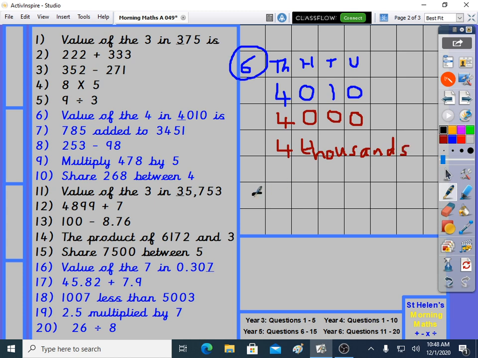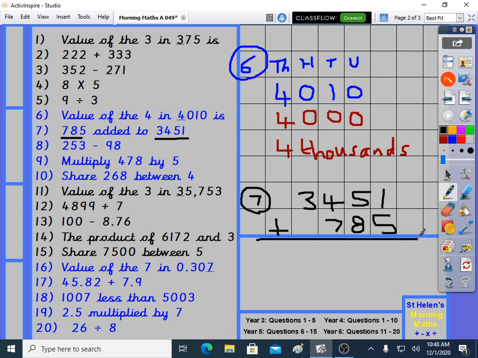On to question 5. Not question 5. Question 7. 785 added to 3,451. I'm going to put the biggest number on the top. You don't have to in addition. But we're adding to this 4-digit number, we're adding a 3-digit number. So it lines up like this. So just be careful with your lining up, make sure it's okay.